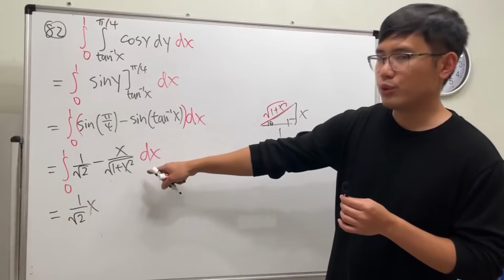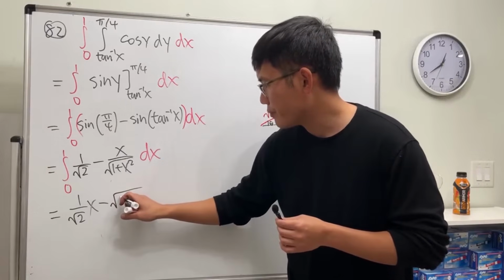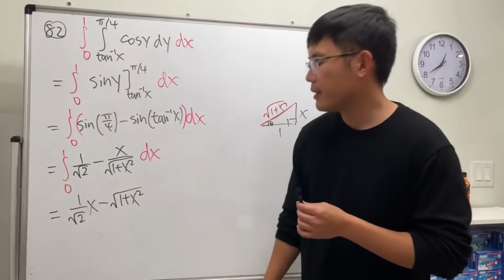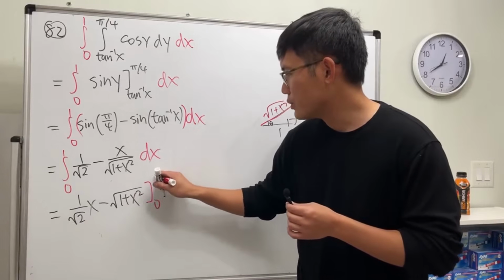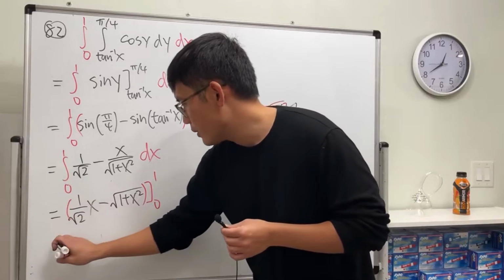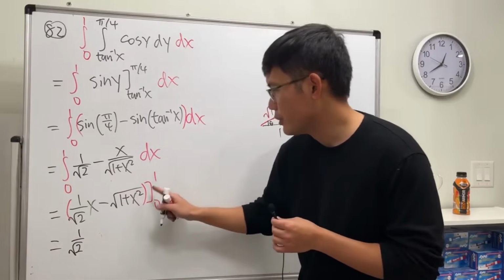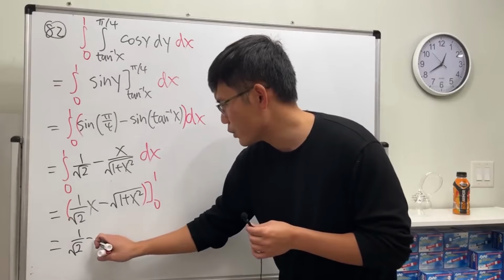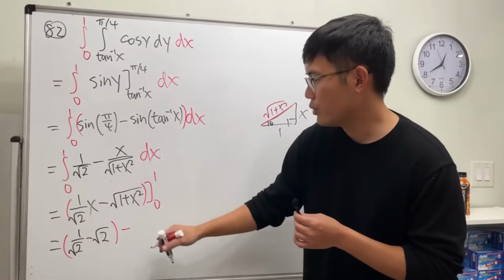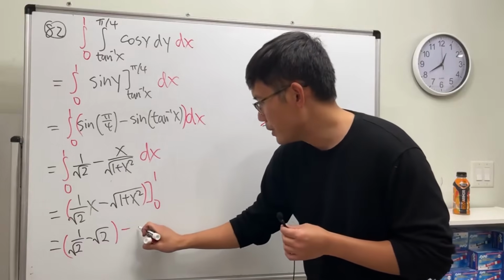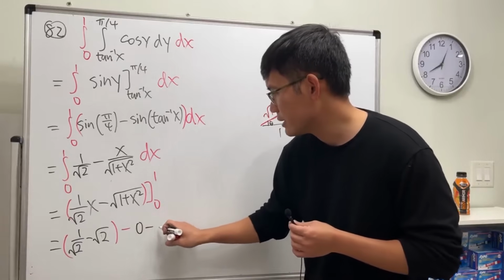And integrate this, you just do u sub. I will leave that to you. You get minus square root of 1 plus x squared. And then you go from 0 to 1. Okay, putting 1, we get 1 over square root of 2. Putting 1, we get square root of 2, so minus square root of 2. So that's the first part. Minus putting 0, we get 0, and putting 0, we get minus 1. So be really careful. I shall just write down the whole thing, 0 minus 1.